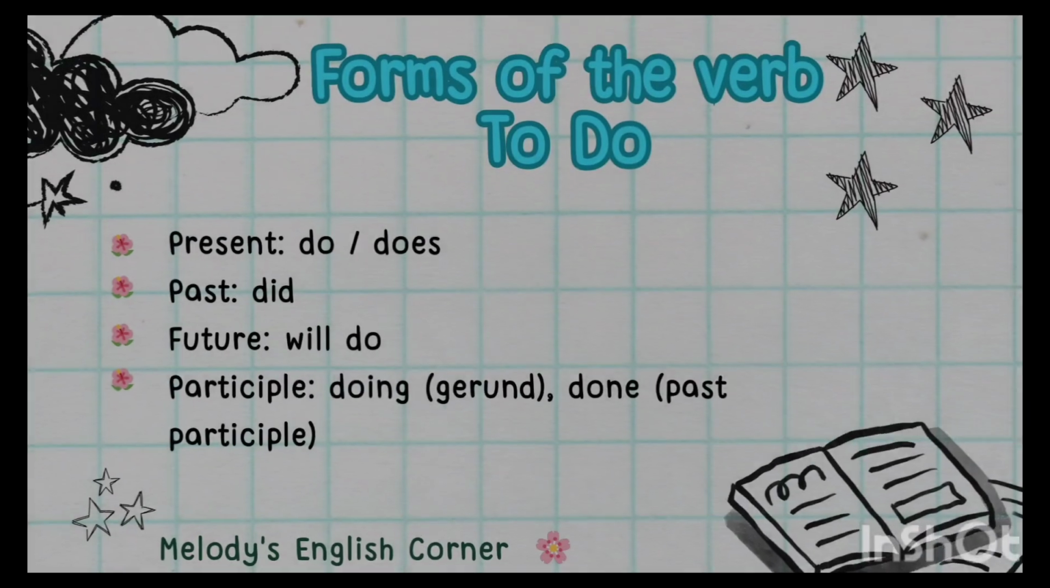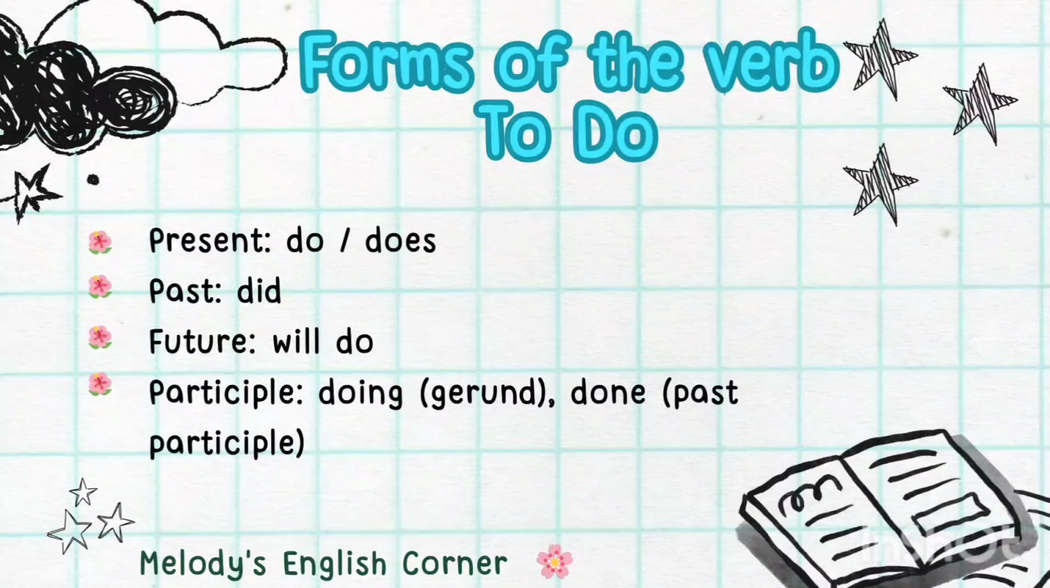Finally, let's review the forms of the verb to do. Present: do and does. Past: did. Future: will do. Participle: doing, gerund. Done, past participle.